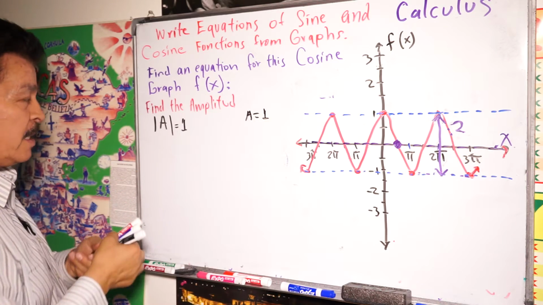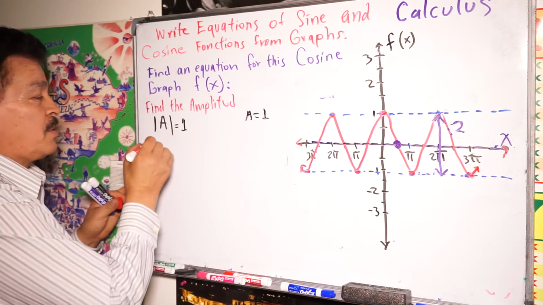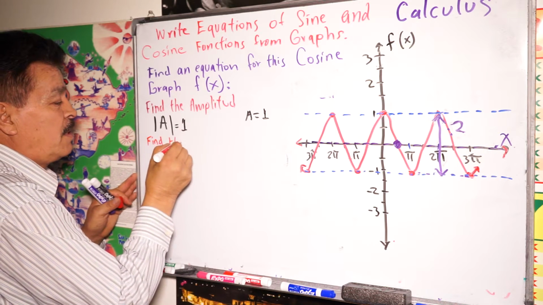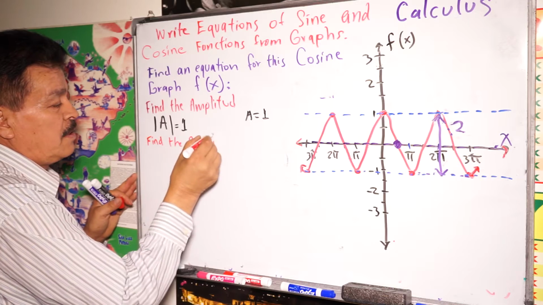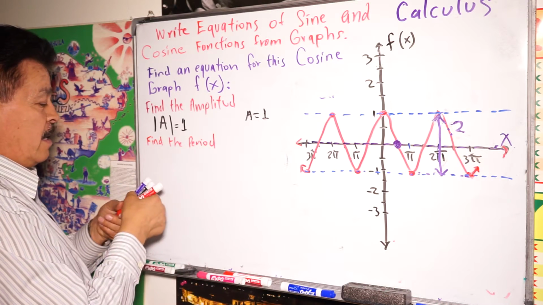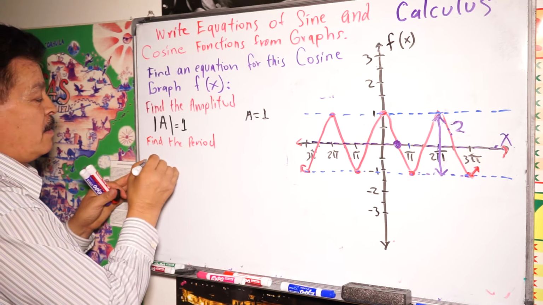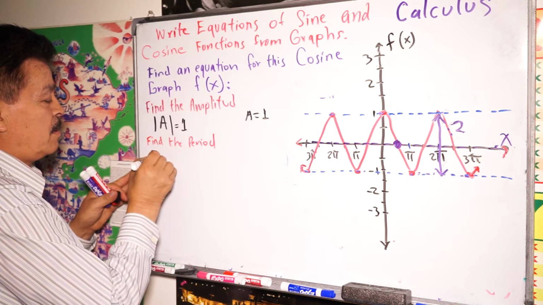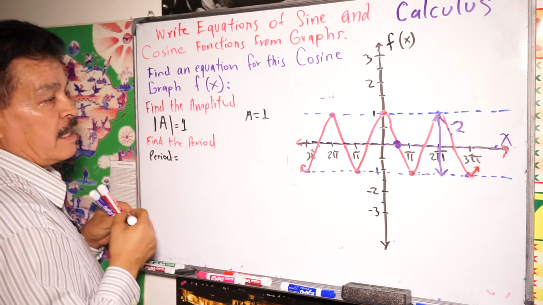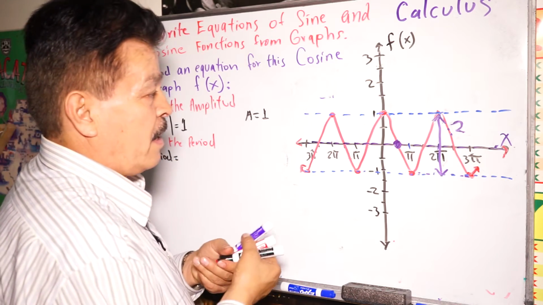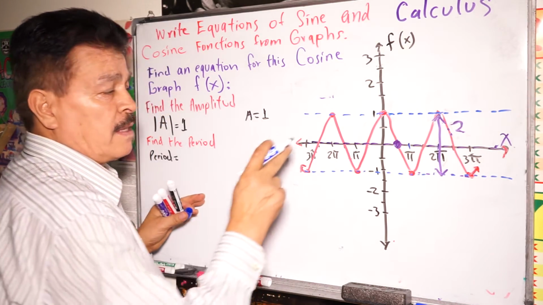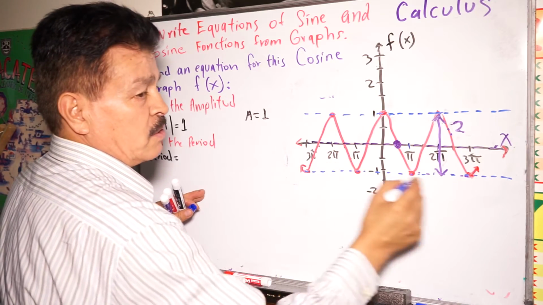So the second step, we need to find the period. Find in the graph the period. So how do we represent the period? The period is represented in this way. Period is equals... let's see. We use these lines to find the period.